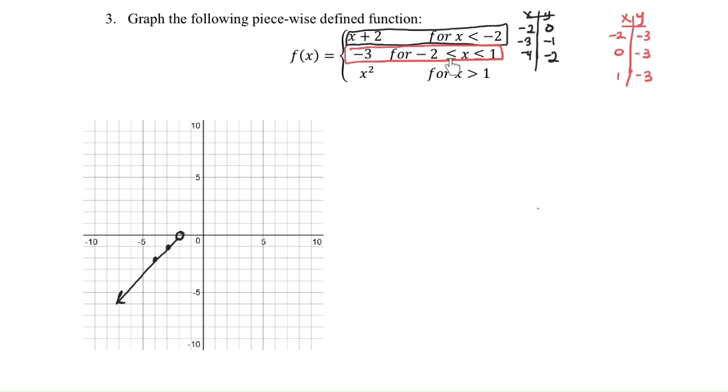And then at -2 and at +1, since it includes both of those, these can be closed circles at these two endpoints. So -2, -3 is a closed circle. 0, -3, 1, -3. So it's just a horizontal line between -2 and +1.